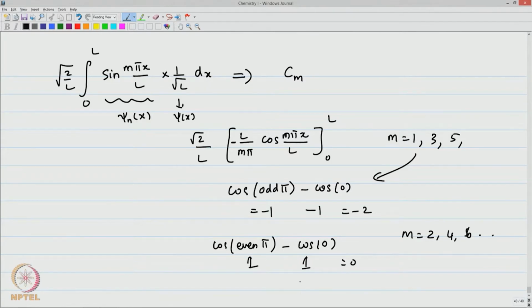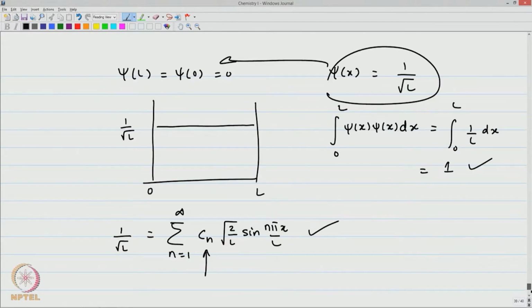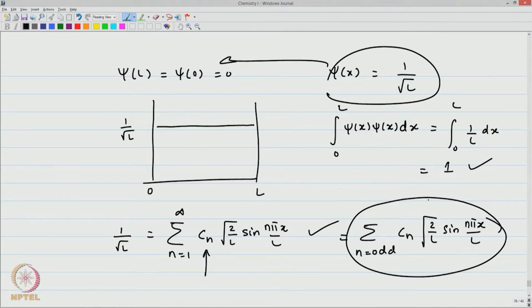Therefore, the summation contains only n odd, Cn root 2 by L sin n pi x by L. This function is a constant, and it is symmetric about the middle, L by 2. You can see that this is even with respect to the middle, and so is the sine function if it is an odd number.